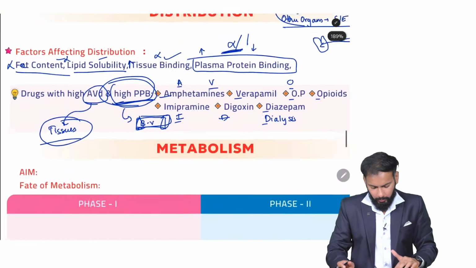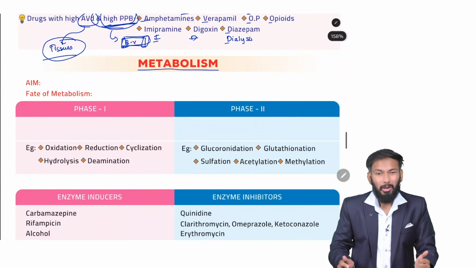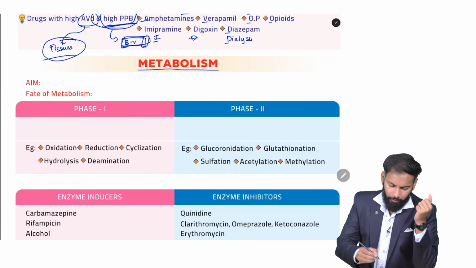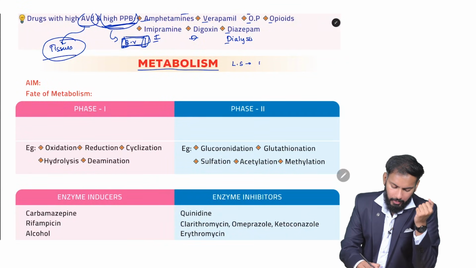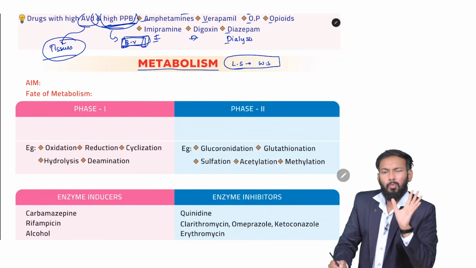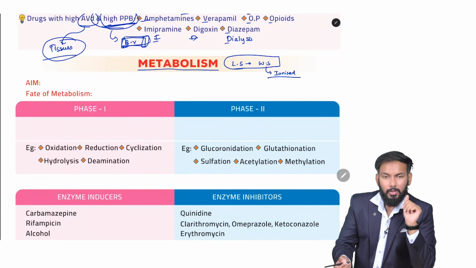Okay. Now, coming to the metabolism. We have talked about the absorption, distribution, now metabolism. What is the aim of metabolism? If you remember, we are converting lipid soluble drugs into water soluble drugs. Yes. This is how we are doing it. What does it mean by water soluble? I told you water soluble means it has to be in ionized form. So that is what we will do.